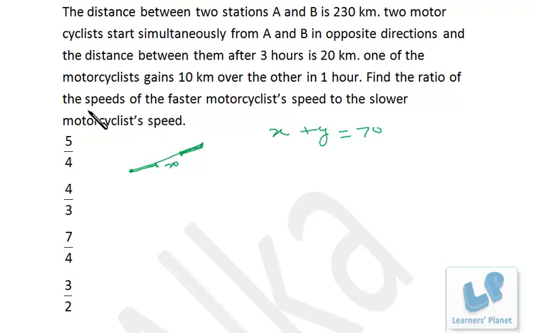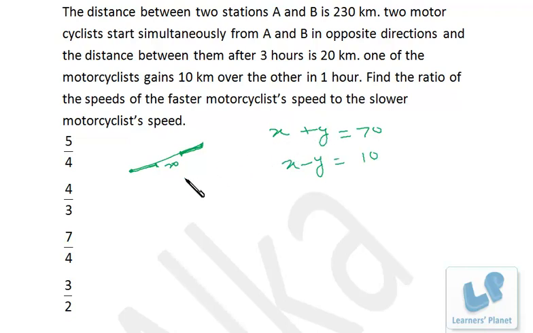Right? Now one of the motorcycles gains 10 km over the other in 1 hour. That means the difference in their speeds. When both of them are going in the same direction, the relative speed is what? The difference in their individual speeds. Right? So that's x minus y, and that's 10 km in 1 hour. That means it's 10. Right? Now I assume x is faster and y is slower.